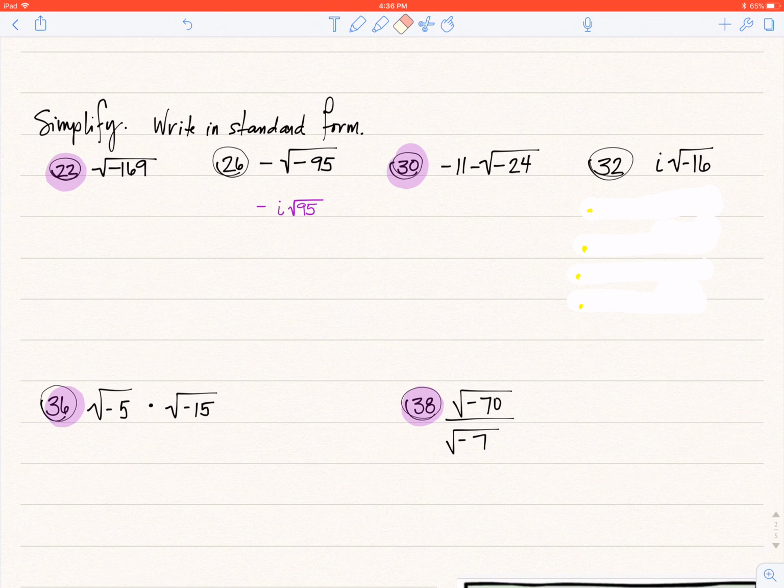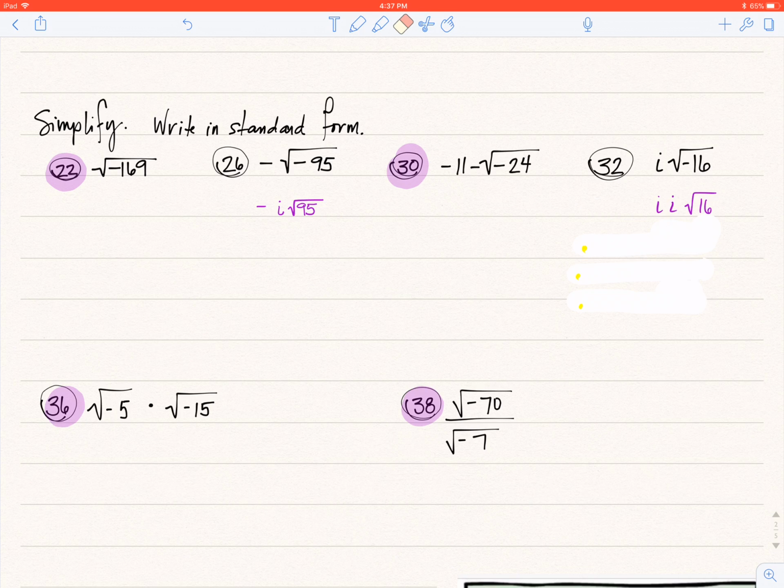Jump over to number 32. For the moment, leave the i on the outside alone. We want to take care of our negatives on the inside first. So the square root of a negative is i, so let's take that square root of a negative and turn it into an i. The first i is from the original, the second i is my square root of my negative.